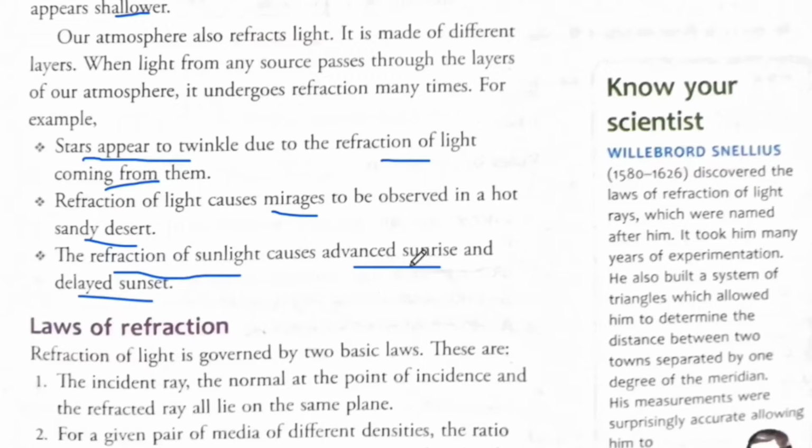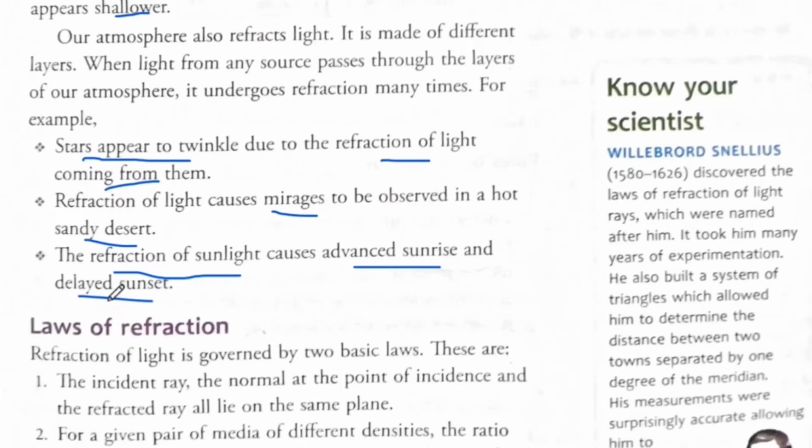So just when that light from the sun comes into our eyes, finally, we can see the sun in our horizon, though actually the sun has not come at that time. This is the reason. Actually, the sun rises after about 4 minutes. Before 4 minutes of the sunrise, we can see the sun in our horizon. This is the reason for advanced sunrise.